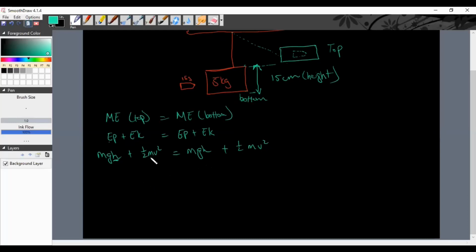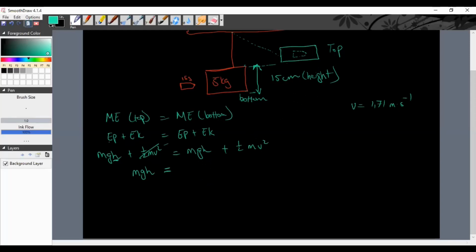Now, to carry on using the energy principles, we need to prove that V is indeed equal to 1.71 meters per second. How we go about doing this is that we realize that at the top here, we've got potential energy, mass times gravity times height. We have no kinetic energy at the top because once it gets there, it shuts down. It's nothing, so that will give us 0. So we're left with just MGH on the left-hand side.